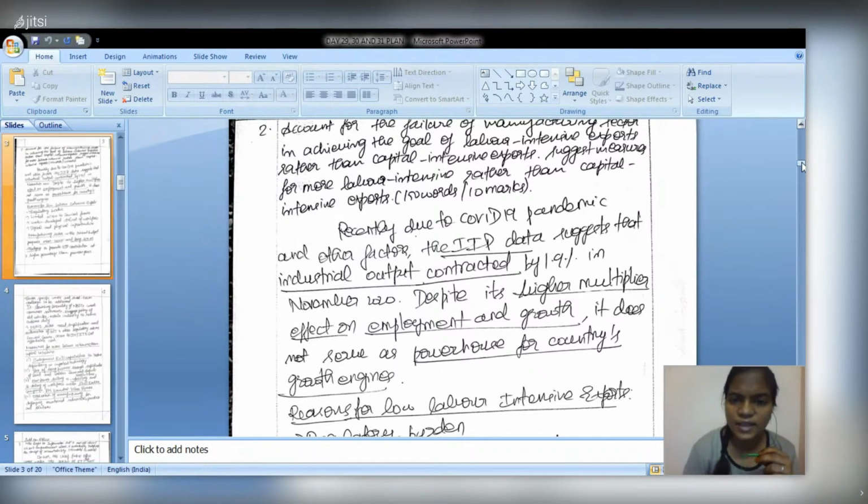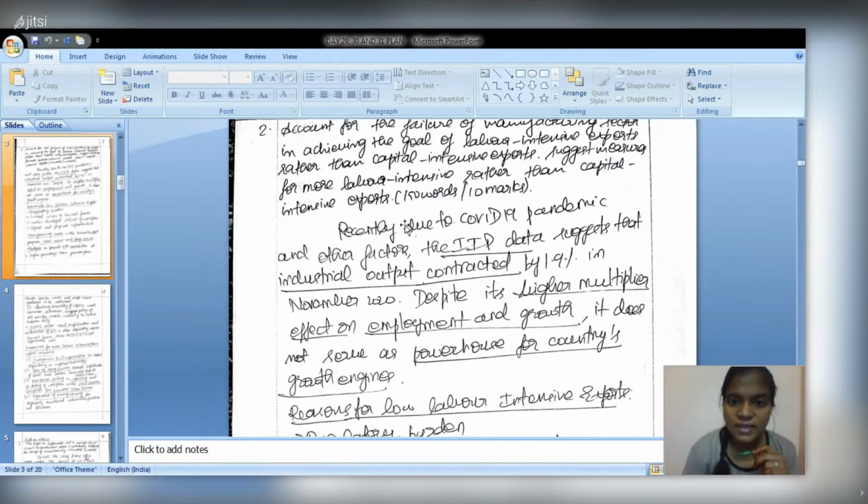Okay, so this question has 3 parts. First, you have to give your answer on the failure of the manufacturing sector in terms of labor-intensive exports. Second, you have to mention the role or significance of labor-intensive exports over capital-intensive exports. The third part should contain the measures which can be taken by the government to promote labor-intensive rather than capital-intensive exports. Labor-intensive will involve employment, skill training, capacity building, and more or less infrastructure. Especially migration and transportation will be involved here.